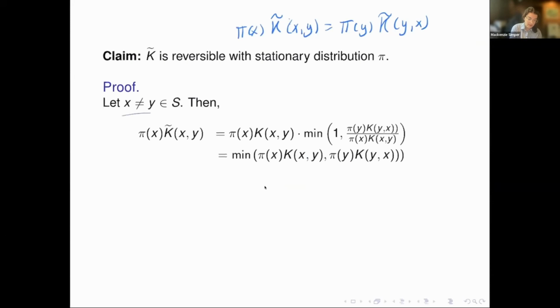And that's very easy to show just by these probabilities, right? If x is not equal to y, then k tilde of xy, the probability of taking a step, is first, you propose y. That's that probability. And then second, we've got to accept y. That's that probability. And then you can just do the multiplication, do the little algebra. You see that the pi of x, k of xy is going to cancel with that thing.